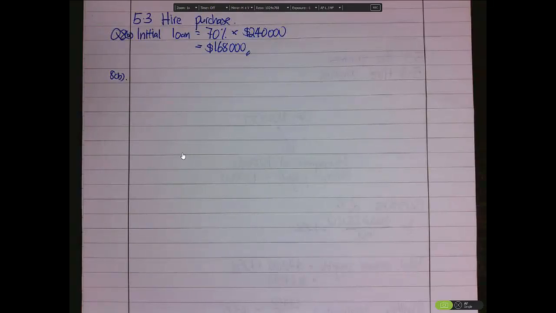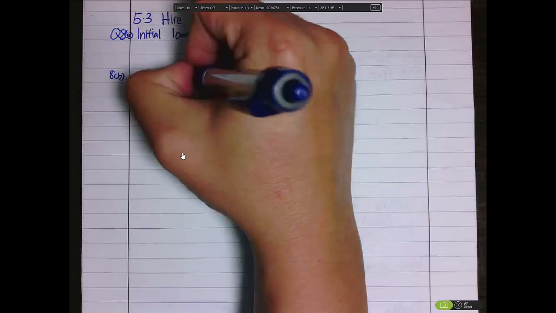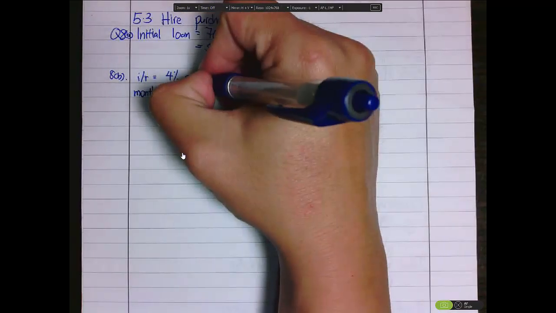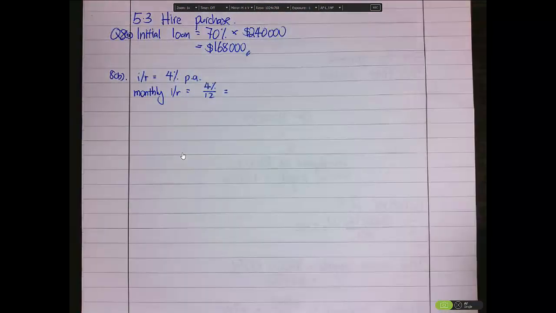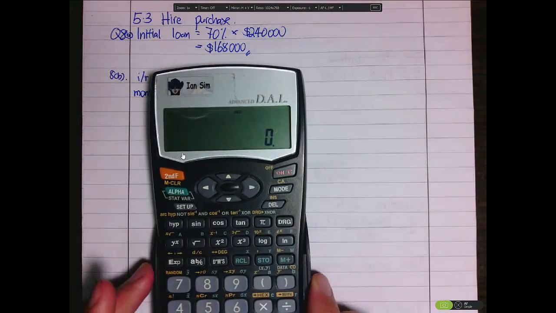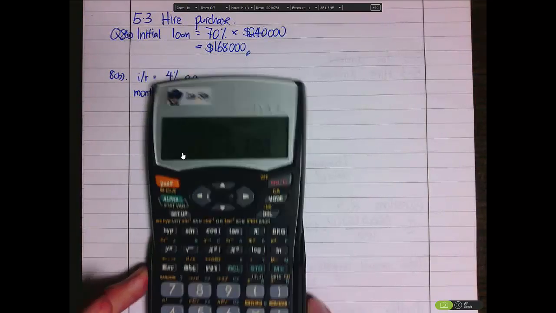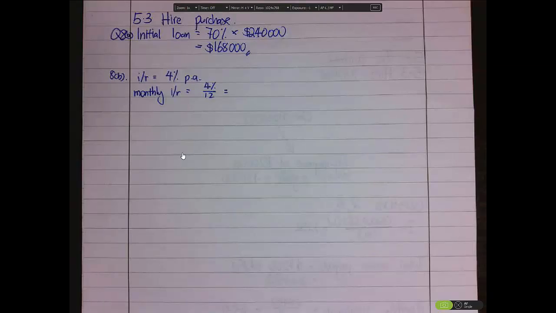8B, the interest for each of the first 3 monthly repayments. Notice that this is compounded monthly, and the interest rate is 4% per annum. That means my monthly interest rate is equal to 4% divided by 12, which is 4 over 100 divided by 12. Just key into your calculator. Notice that your interest rate per month is 4% over 12.